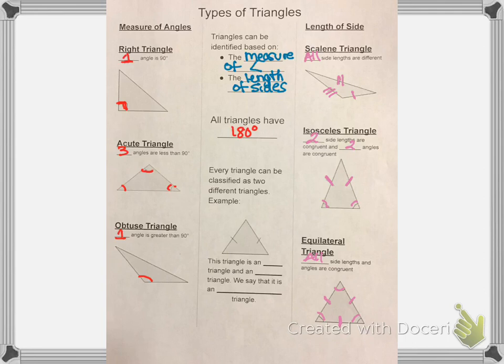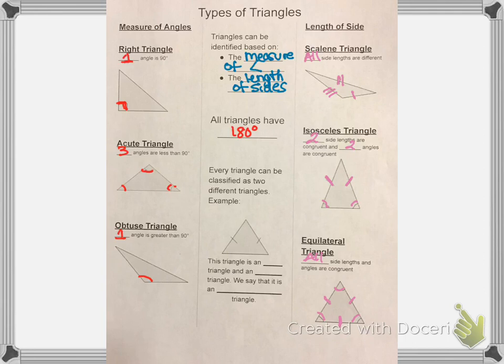Now, if the sum of the measures of the angles of every triangle equals 180 degrees, then we know for sure that an equilateral triangle must have 60-degree angles, because 180 degrees divided by the 3 angles means each angle would be 60 degrees.